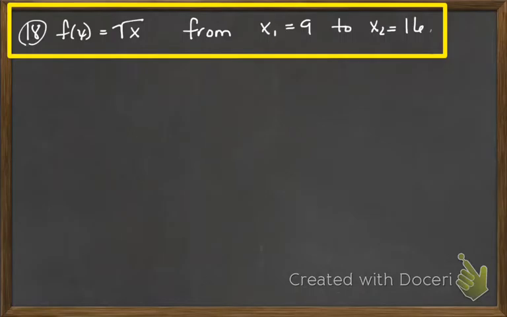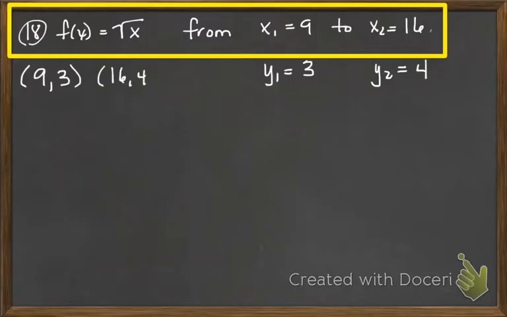So what would y sub 1 be? Y sub 1 would be 3, and what would y sub 2 be? 4. Does everybody get where those numbers are coming from? Alright, that gives you 2 nice ordered pairs, (9, 3) and (16, 4).